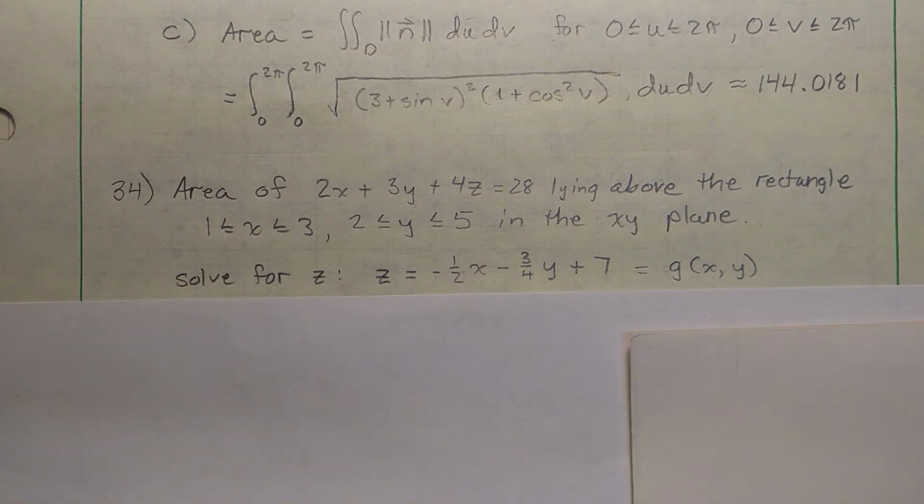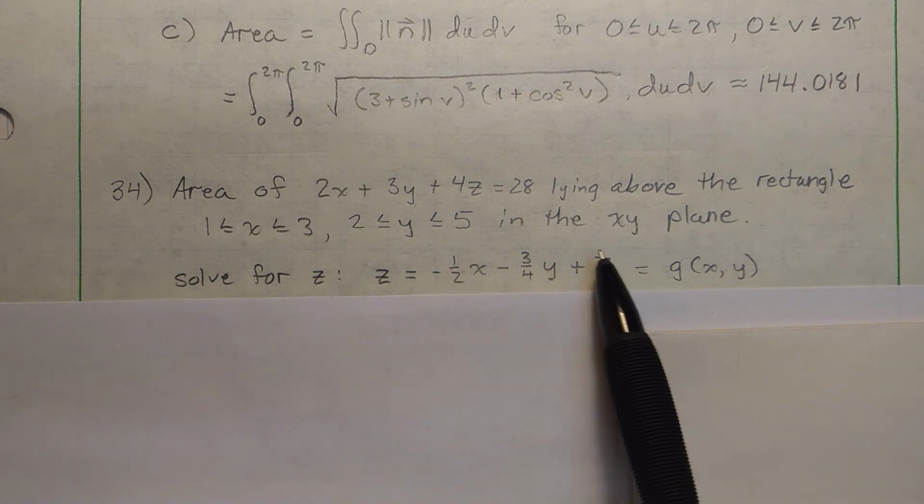So now my f is not in terms of x, y, z. It is now in terms of f of x, y, and g of x, y, as I can express z in terms of this function right here.